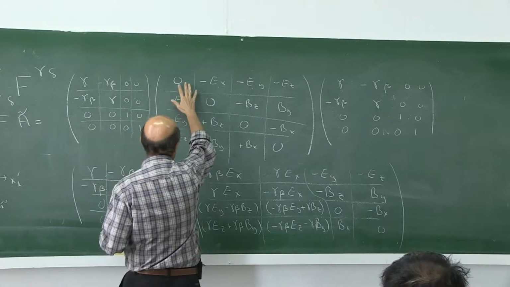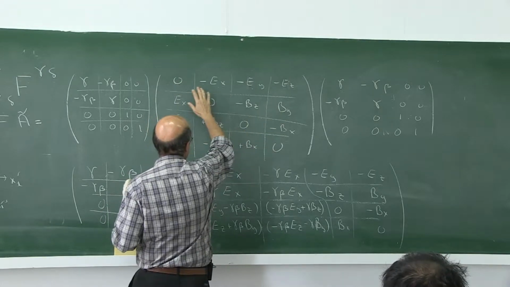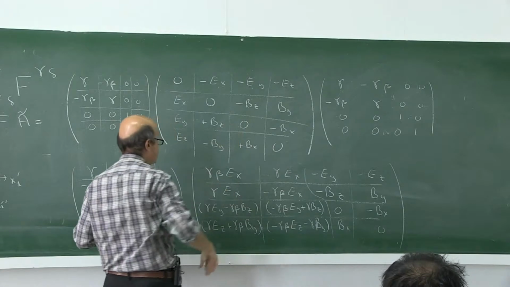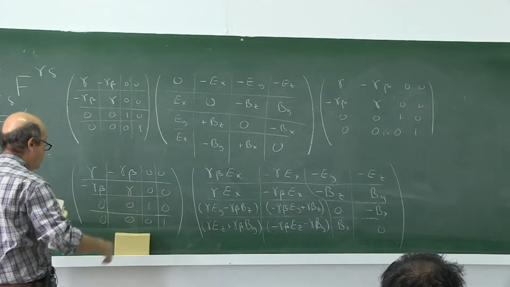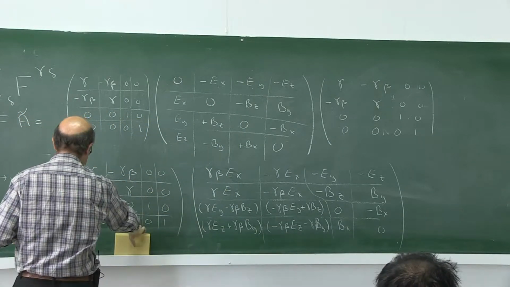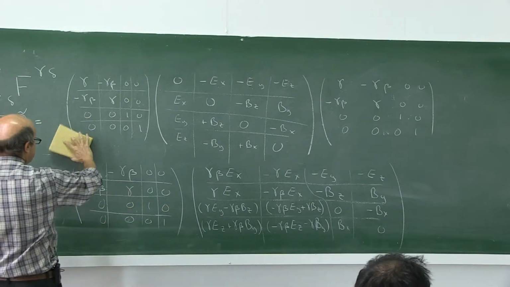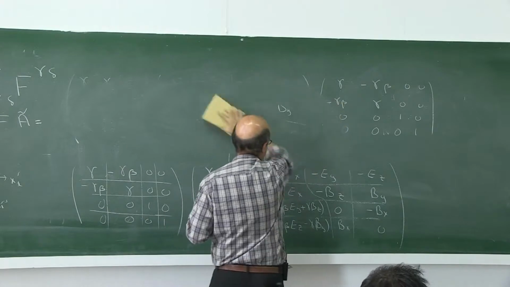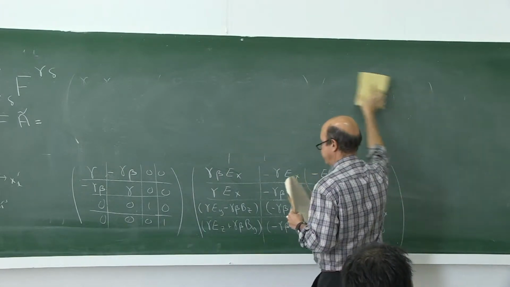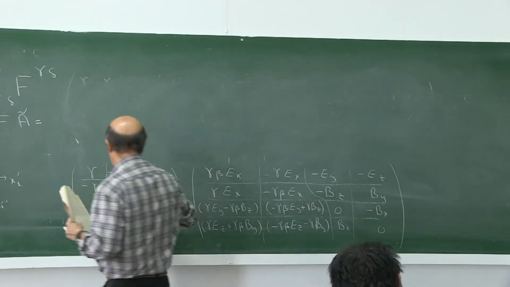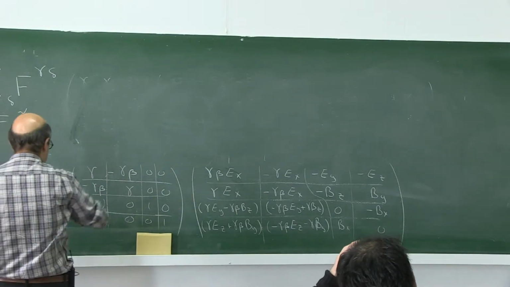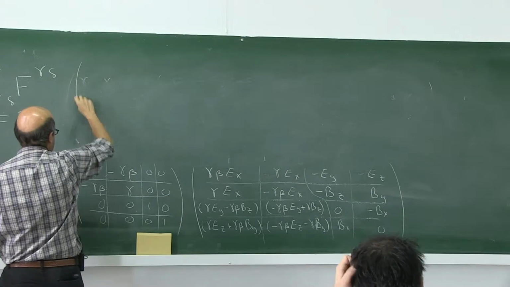So in the new frame, you have this structure, but what will be changed? Ex prime, Ey prime, Ez prime, minus Bz and so on. So let us do one more multiplication and let us find the F prime. So let us multiply this to the up and find the elements.